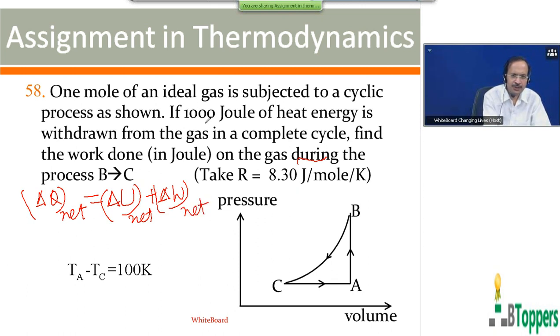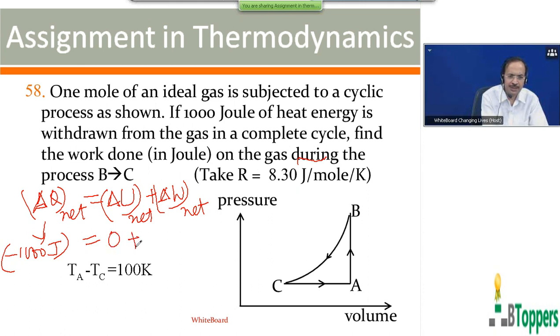It is given that 1000 joules of heat energy is withdrawn from the gas in the complete cycle. That means the net quantity of heat energy lost by the gas in the cycle is 1000 joules. When heat energy is lost by the gas in the complete cycle, the net quantity of heat energy delta Q absorbed by the gas during the cycle can be written as minus 1000 joules. Delta Q will be negative when net heat energy is lost by the system. Net change in energy of the gas for the complete cycle will be 0, as I told you.